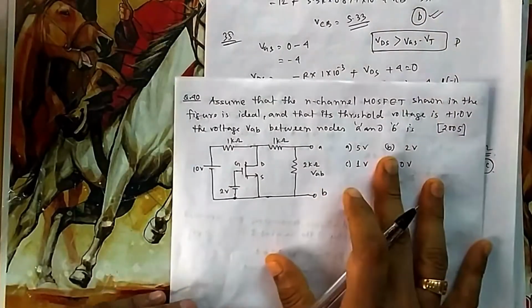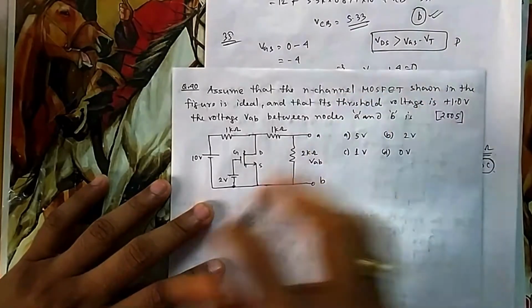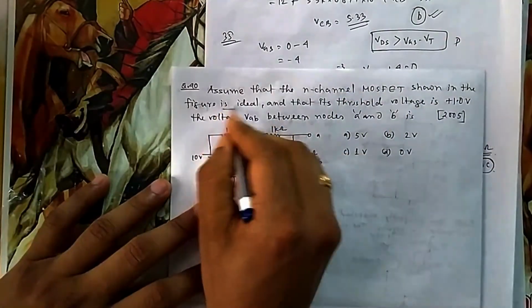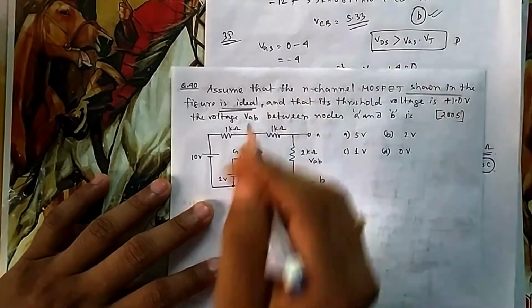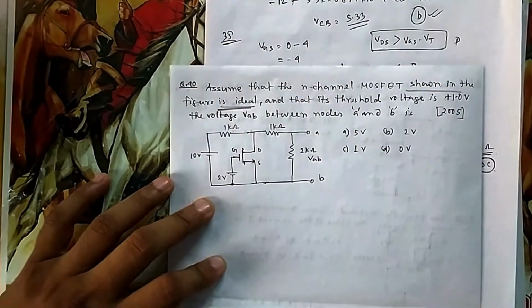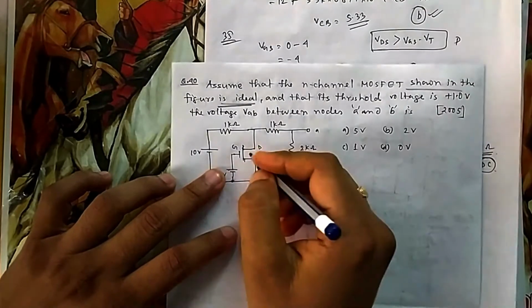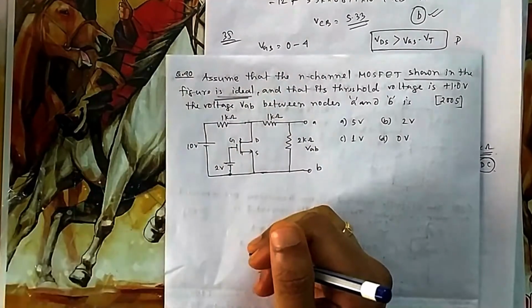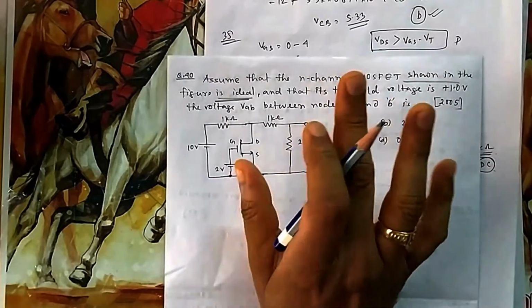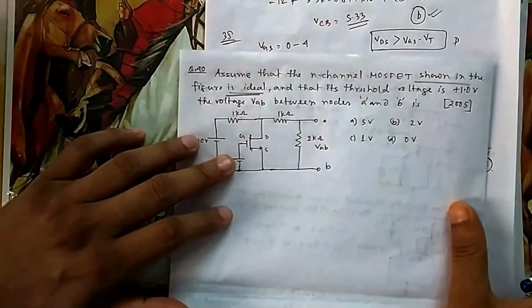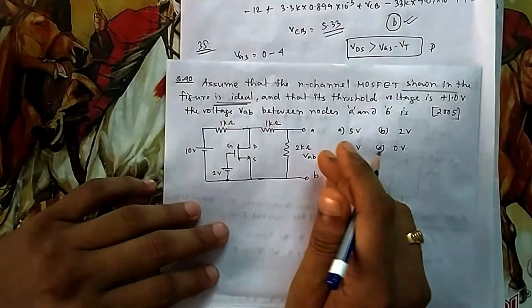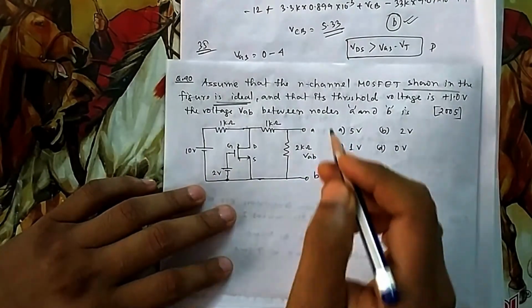Okay, if you see question number 40, assume that the n-channel MOSFET shown here in the figure is ideal. You remember this one, they are saying it is an ideal MOSFET. Ideal MOSFET means ultimately it is a switch. Ideal means if you make it on, then D and S should be shorted, and full current should flow through this. That is the condition of a switch. They are all ideally a switch. MOSFET, JFET, all are switches, a controllable switch, where you can control the current.